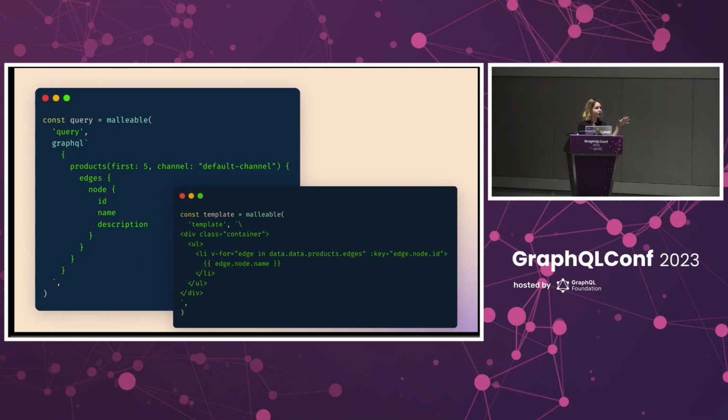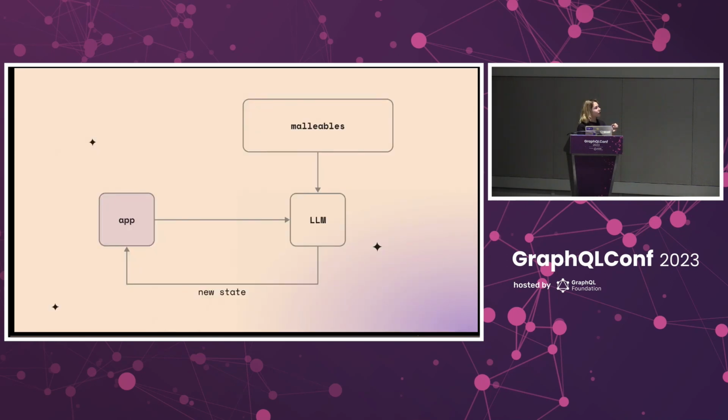So basically, there are different kinds of malleables, and I think I have a diagram here. So basically, when something in the app changes, when a user requests a different form of the application, when they want to customize some parts of the application, we send a request to the language model along with all the malleables that we have in our code base, and then we have a new app state.